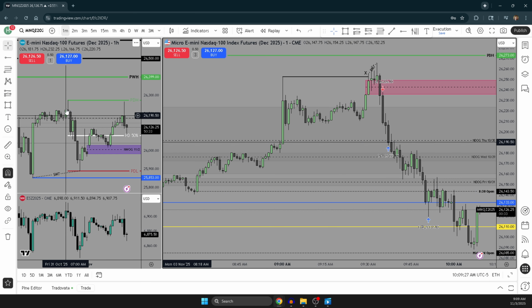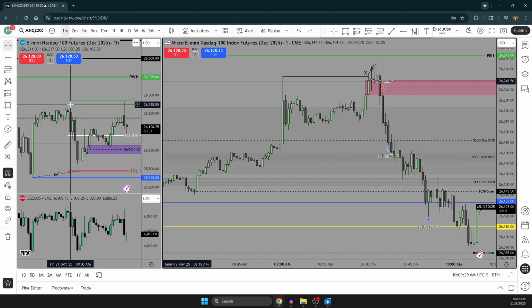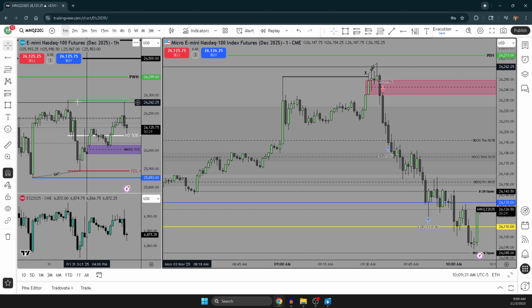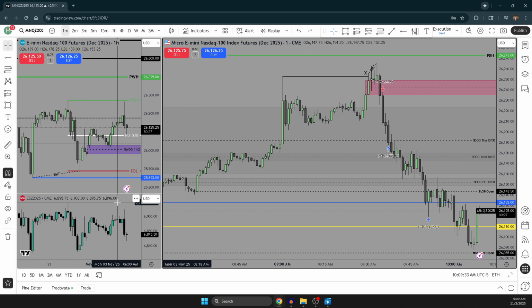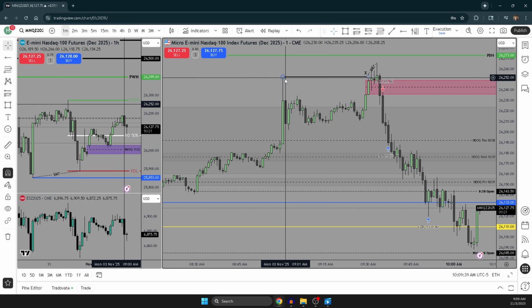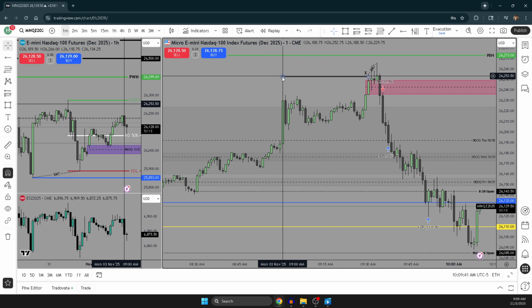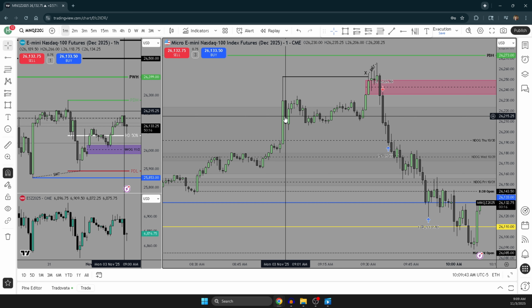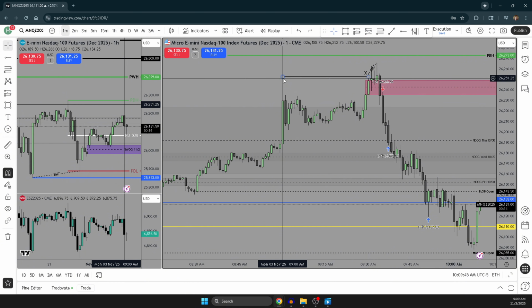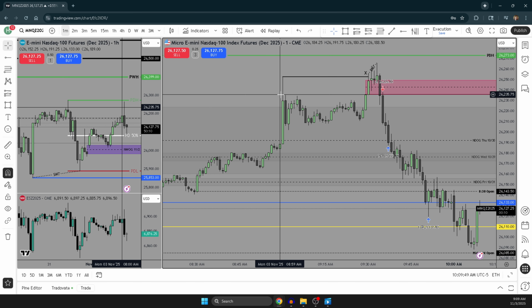So if we look on the hourly time frame, we failed to take out previous day high, which is Friday's high on both ES and NQ. We start to sell off after we take this. This is like a data wick. It's a 9 a.m. candle. I don't think there's any news, but it still looks exactly like a news data wick.